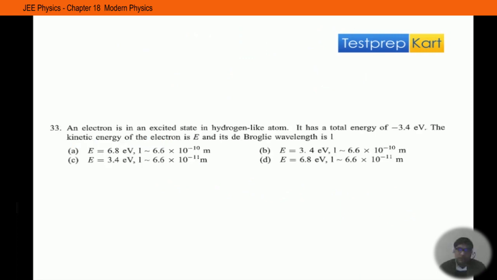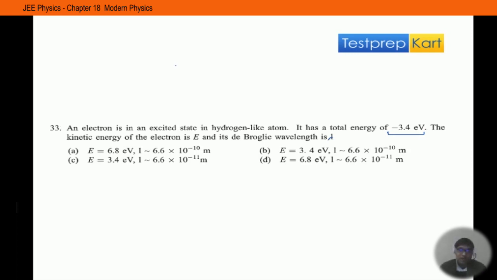Now question number 33. An electron is in an excited state in a hydrogen-like atom. It has total energy minus 3.4 electron volt, and the kinetic energy of the electron is E and the de Broglie wavelength is lambda. So we need to find this de Broglie wavelength and kinetic energy.